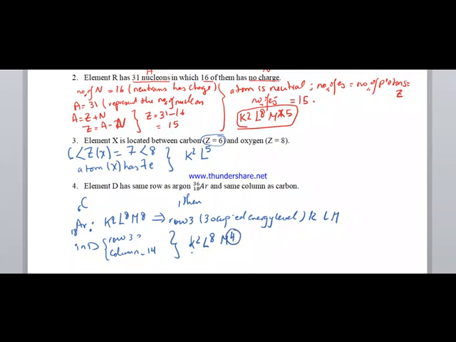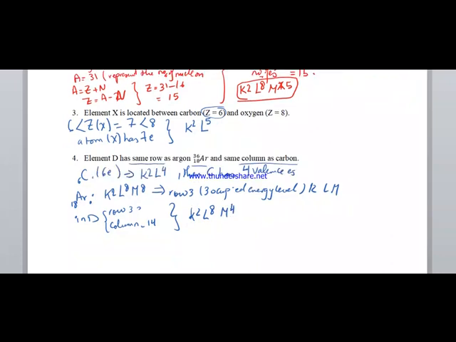It has 4 valence electrons as carbon. Then the electron configuration is K2, L8, M4 for the element D, according to the given: same row as Ar, and the row is equal to 3, and same column as carbon. Carbon has 4 valence electrons, meaning it is column 14. So we obtain an electron configuration K2L8M4.